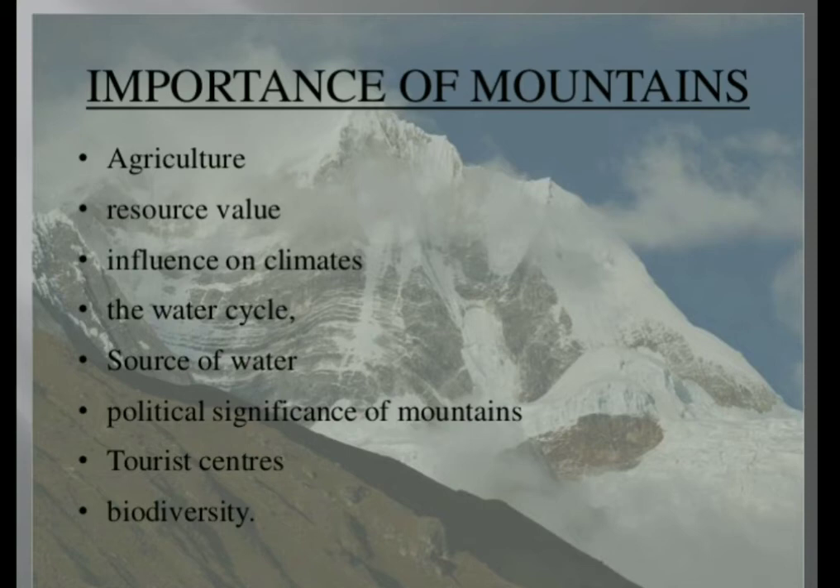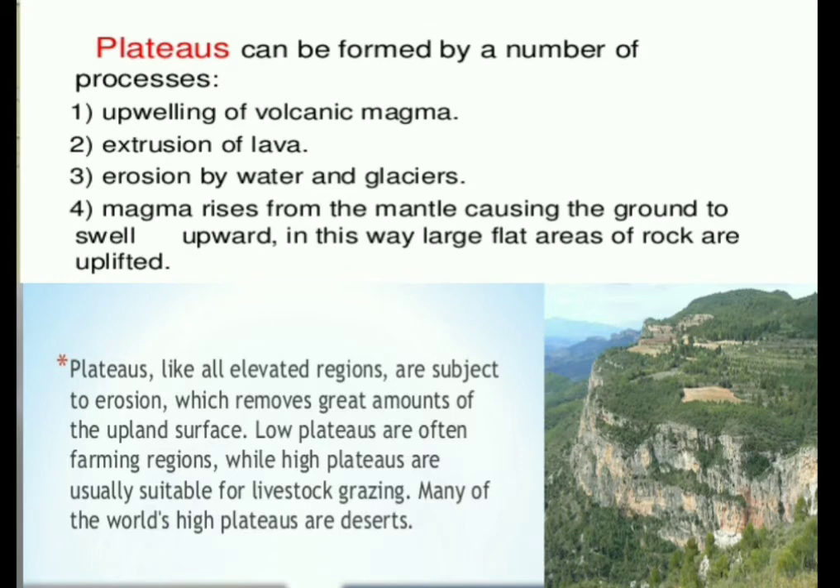If you open your books after this video, if you read the books, you will get everything. Okay. Now then, the second landform we are going to start is plateau. Now plateau can be formed by a number of processes: upwelling of volcanic magma, extrusion of lava, erosion by water and glaciers. Magma rises when the mantle causing the ground to swell upward. In this way, large flat areas of rock are uplifted.